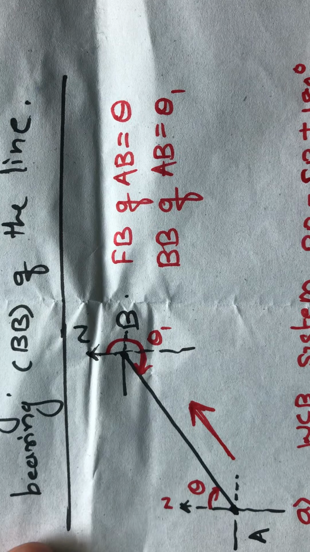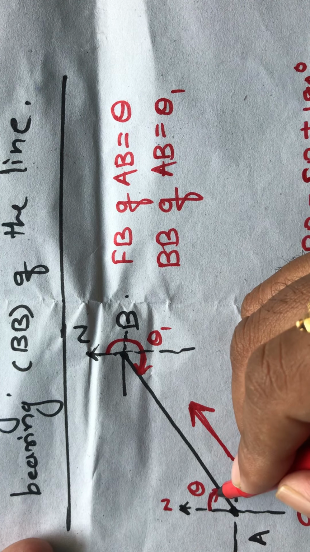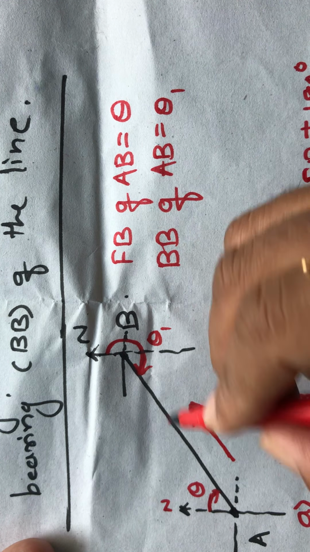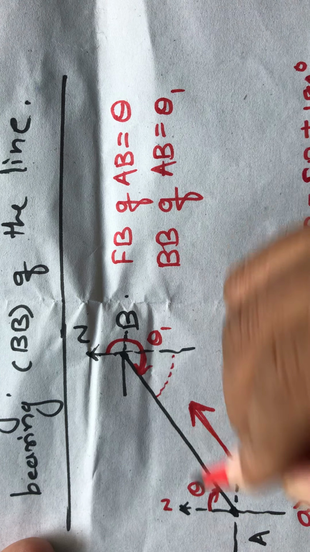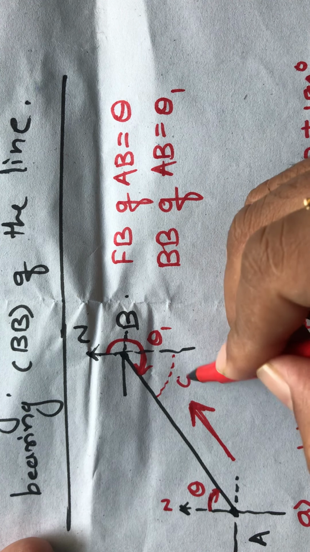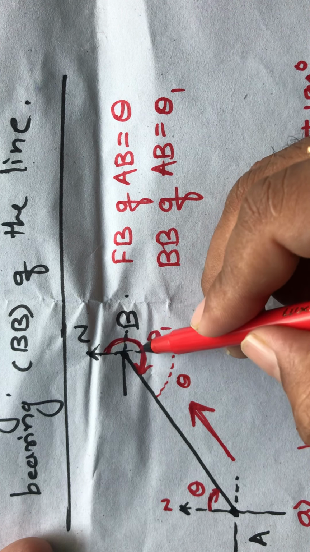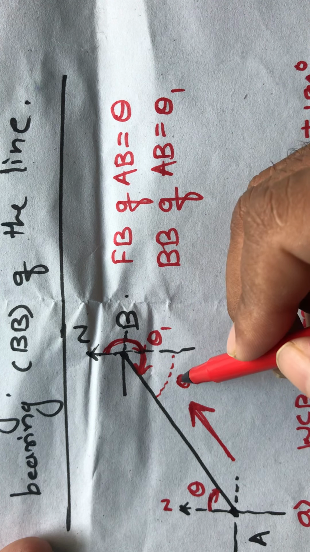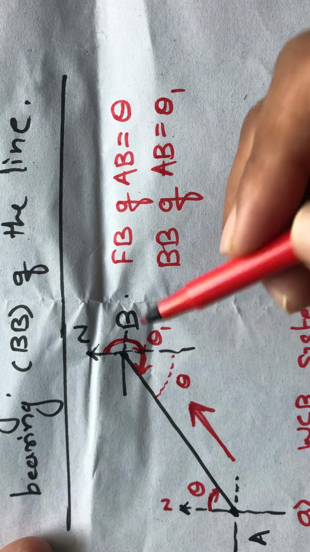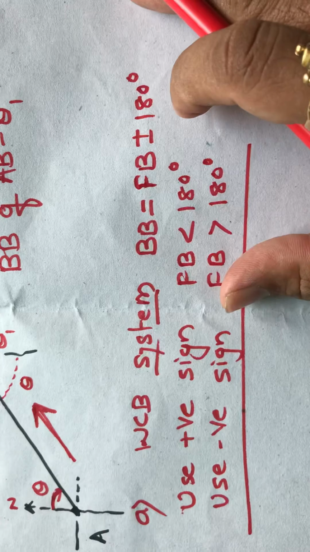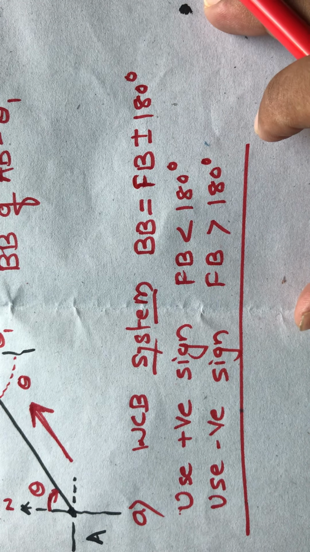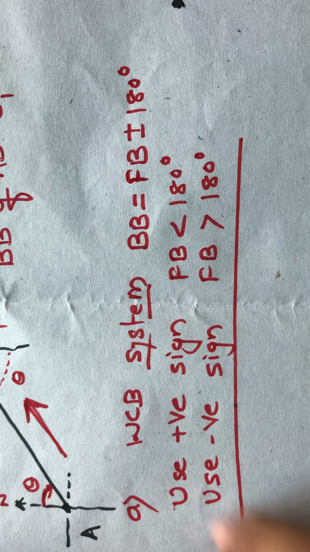See, a simple sketch. You can see here this is exactly the opposite angle, theta. So this must equal theta. So we have to add 180: 180 plus theta will give the back bearing. Okay, simple geometry.